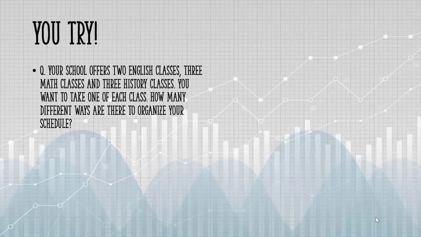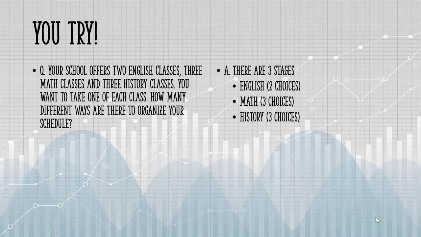And for this final example, pause the video for a second and see if you can find the solution. The stages are the 3 classes, English, History, and Math. For English, you have 2 choices. Math has 3 choices, and History also has 3 choices. If you multiply the choices together, you get 18.